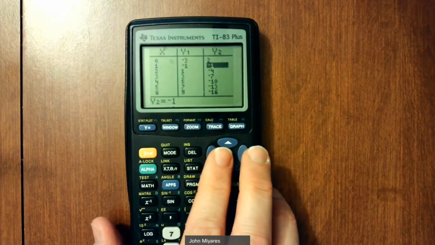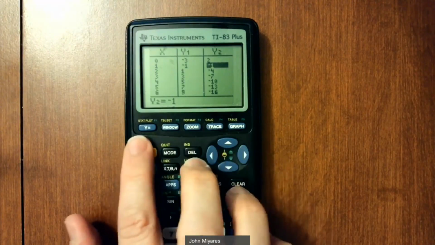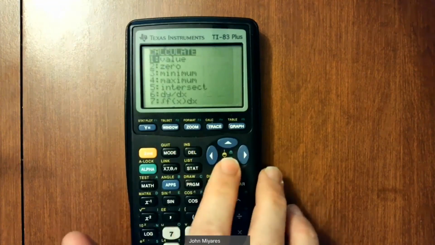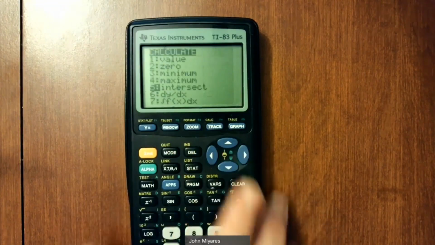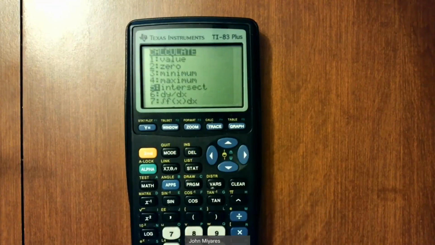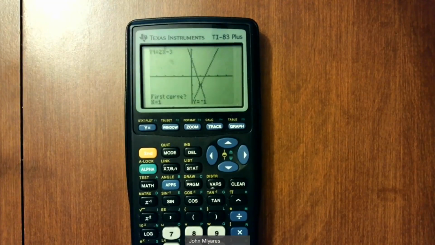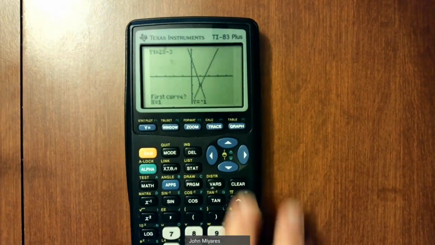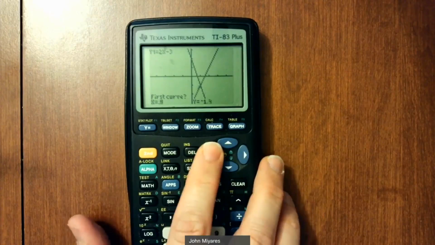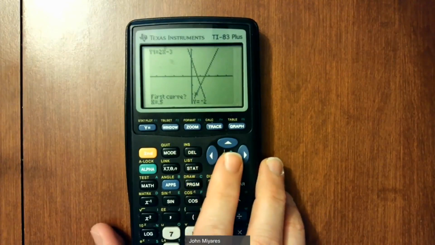Now, there's also a feature we have on the calculators in the calc menu, second function trace, that allows me to find the intersection point between two graphs. Let's see how this is going to work. The first thing that it asks for is which is the first curve I want to look at. So by default, it's going to y1, y equals 2x minus 3.